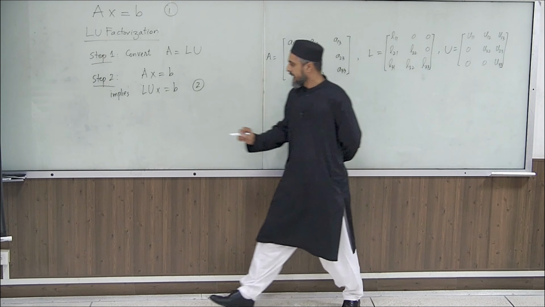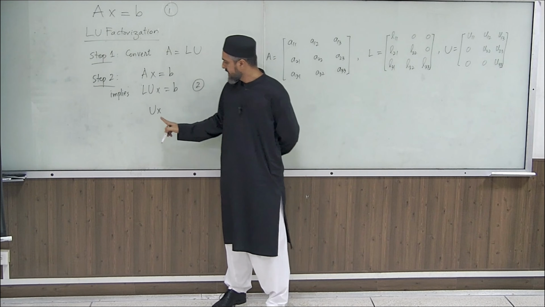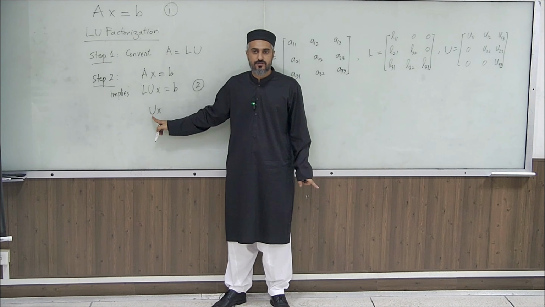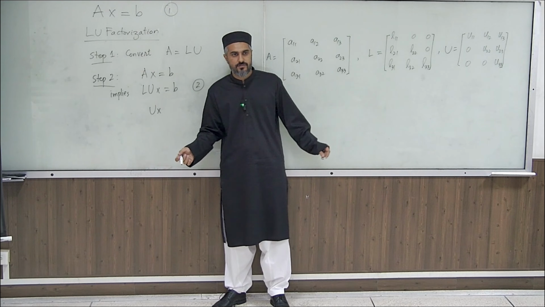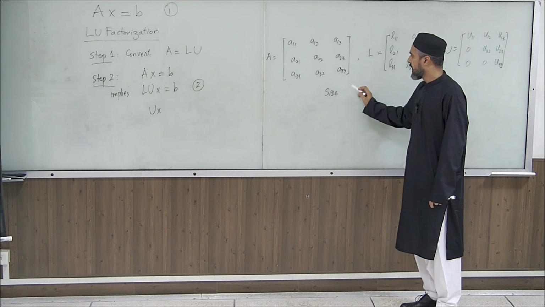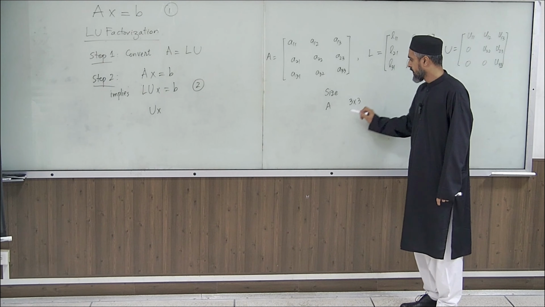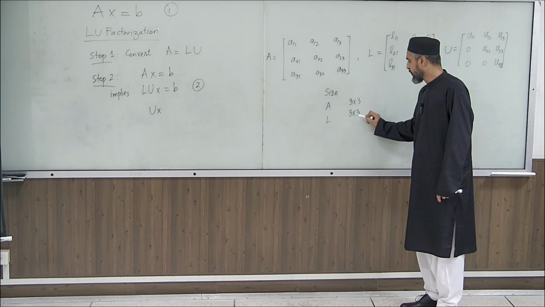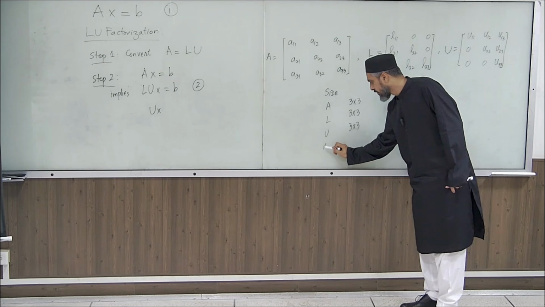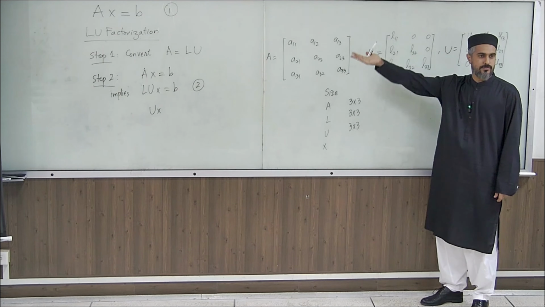let's see what is Ux. First, by the way, if you just see this particular example, what is the size of U? It is 3 cross 3. Okay, so the size of A is 3 cross 3, and L and U both have the same size as A. Okay, and it means we will have three unknowns. Because we're solving three equations, so there will be three unknowns.